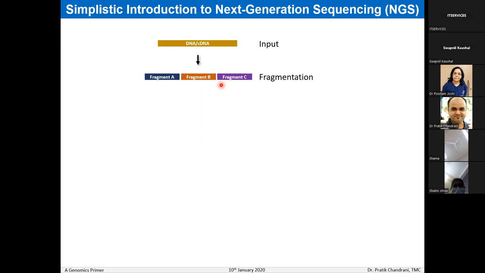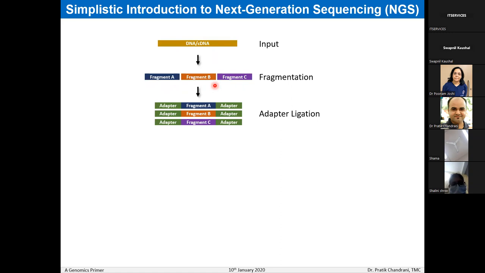Once we get a 400 base pair fragment, then it is very easy for us to set up the whole molecular reaction, whatever kind of reaction we want to set from it, whether it is Illumina NGS, or Sanger sequencing, or any other such application. Now, from this fragment, it is very difficult to perform a molecular reaction because the sequence of fragment A, fragment B, and fragment C is different.